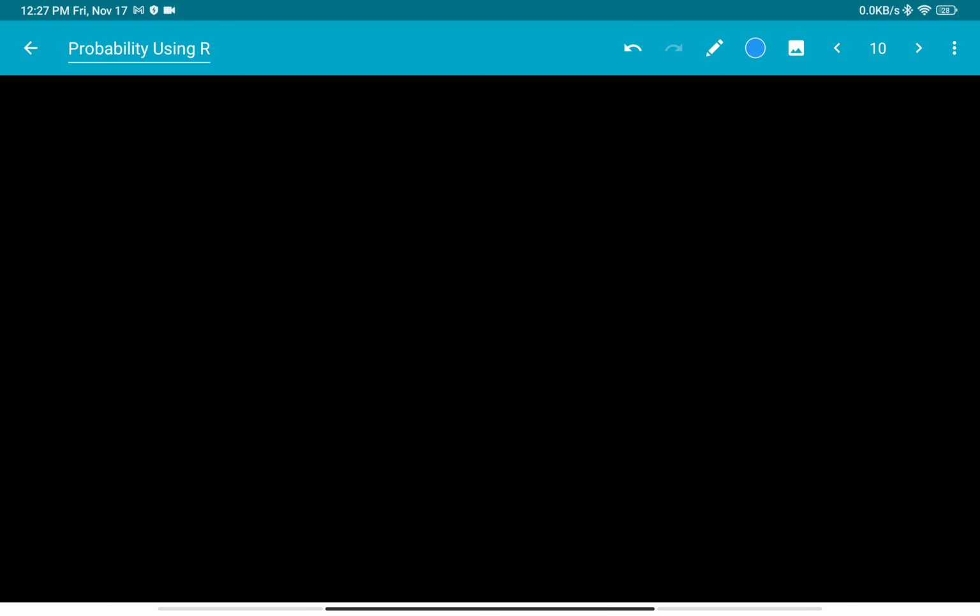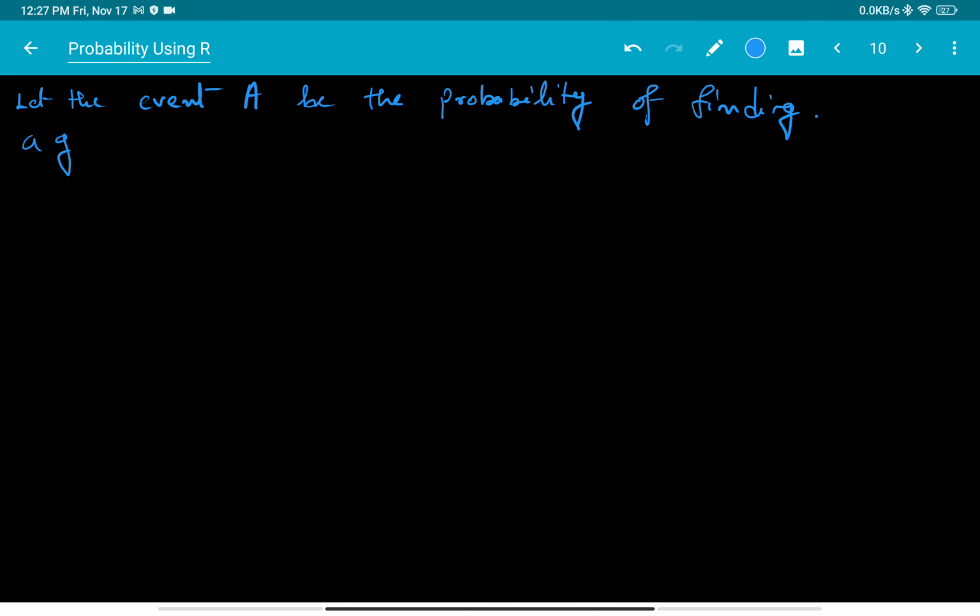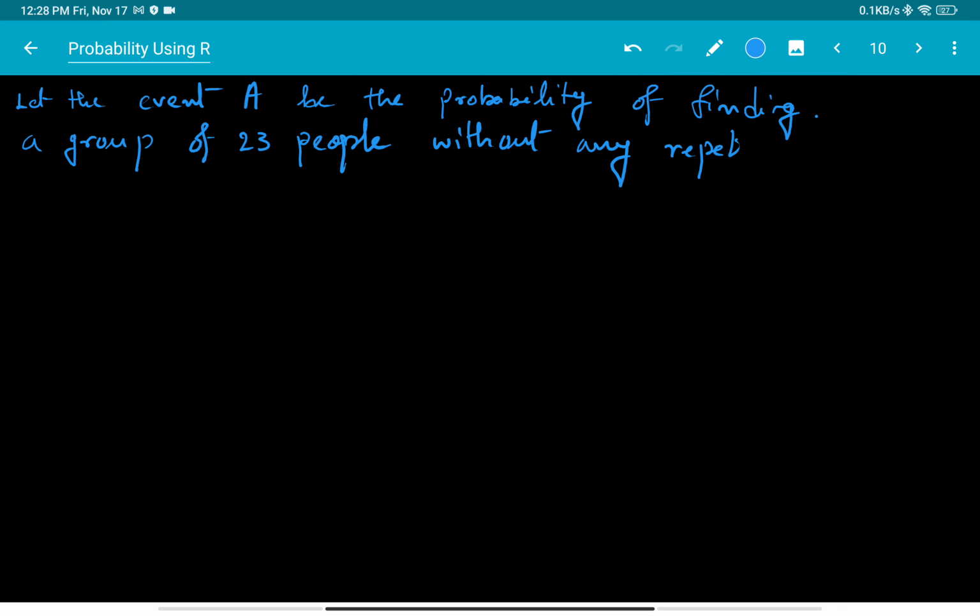So from a permutation perspective, let the event A be the probability of finding a group of 23 people without any repeated birthday.